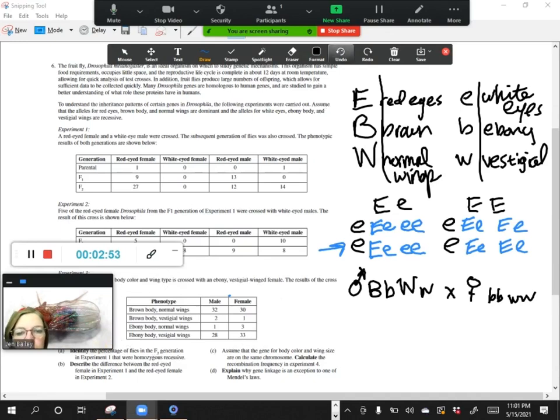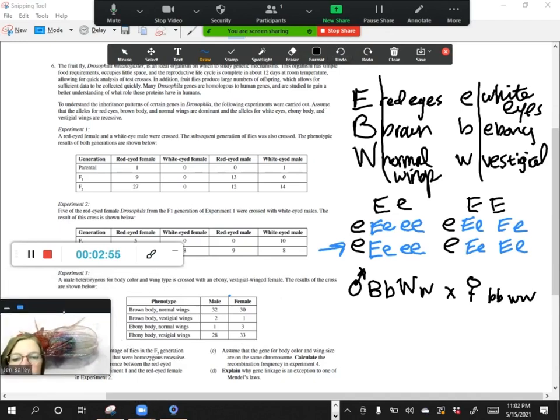Okay, so for this one, we crossed a brown body and normal wings, something that looks like B and W, right here. We crossed that guy with a recessive girl with a black body, ebony body, and vestigial wings. Any recombination of these traits down here in the table is going to be one of our recombinants.